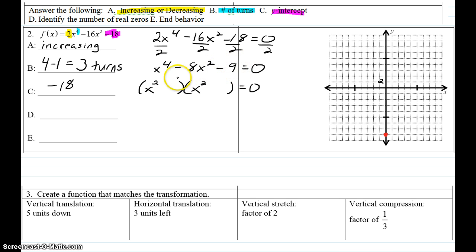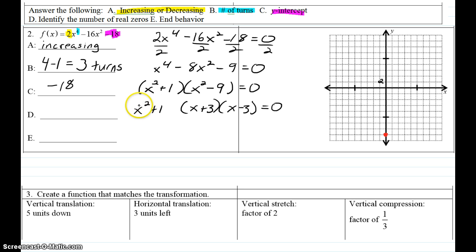Now we look at the negative 9. So we know we're going to have one positive and one negative. So what numbers are going to multiply to 9 but add to 8? And that's going to be 9 and 1. And since my middle term is negative, I know that the negative is going to go with the 9. So I can't do anything here. But over here, this is difference of squares, so this becomes x plus 3, x minus 3 equals 0.